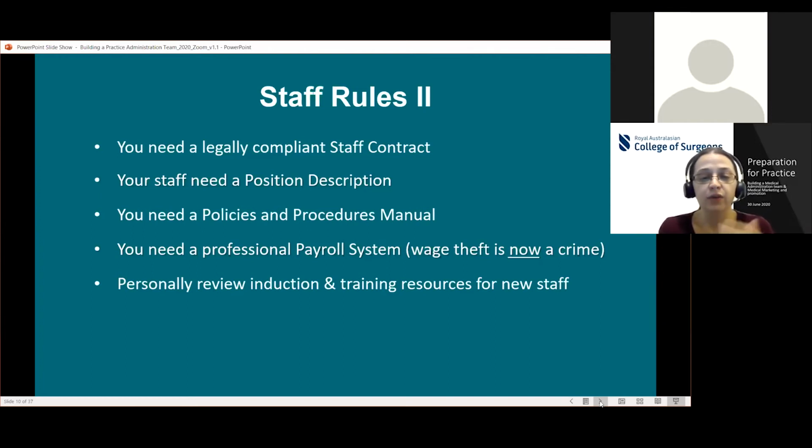And you also, again, coming back to this idea of you having that final responsibility of the management of your practice, you do need to be aware of the induction and training resources that your new staff are going to be exposed to. Even if you have a manager in place that's looking after all of those sorts of things, you need to make sure that it aligns with your vision for the practice and your values.